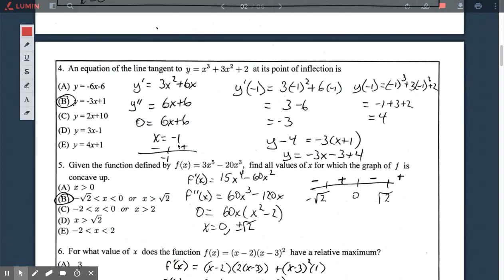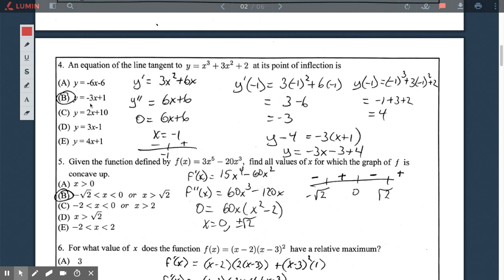So if I'm going to write the equation of a tangent line, there's 2 more things I need besides the x value that I already have. I need a slope, and I need a y value. So we get the slope from plugging into the derivative. So I plugged into the derivative right here. We got a slope of negative 3. I plugged into the original function to get my y value. My y value is 4. So y minus 4 equals negative 3 times x plus 1. Clean that up, and we see that the answer is B.